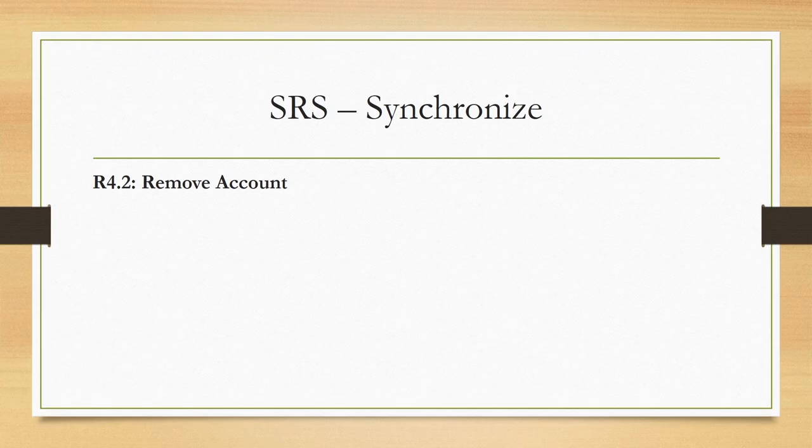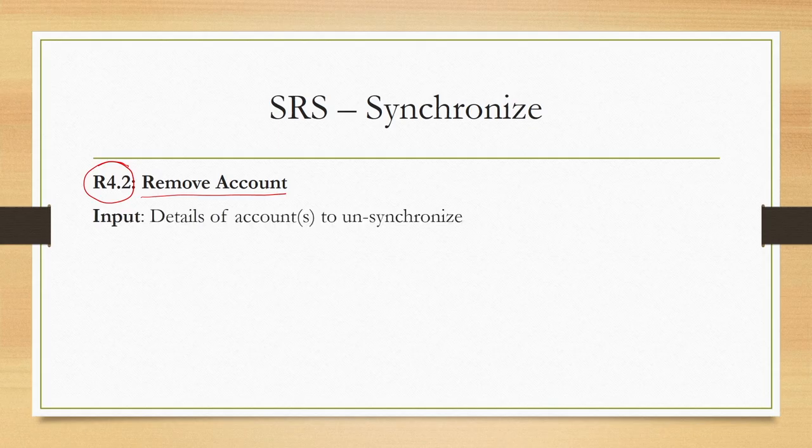Then comes the other sub function, that is remove account. The label given is 4.2, indicating that it is the second sub function for the fourth top level function, and the name is remove account.